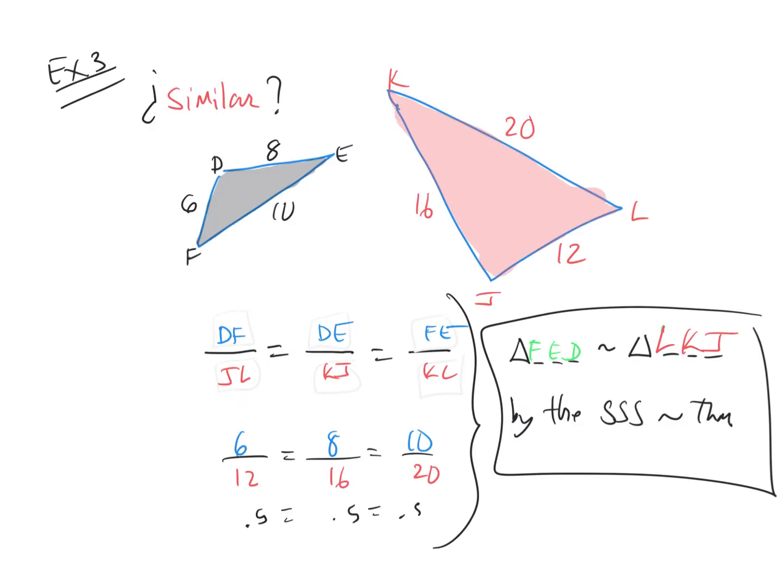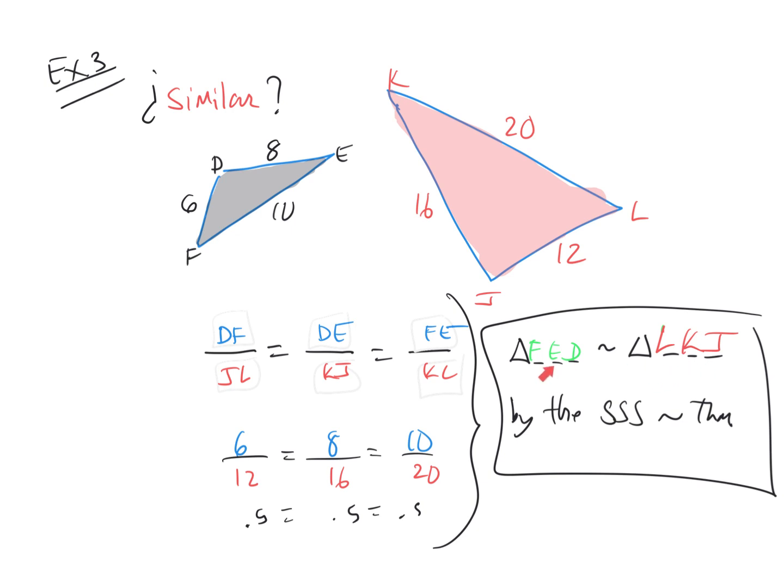One more example. How about these triangles? We don't know anything about angles. We're probably going to use the SSS in the end, and we have to check corresponding side ratios. So DF is the shortest side. That corresponds to the shortest side, JL. DE is the middle side of 6, 8, and 10, so that corresponds to the middle number of these, which is 16, which is KJ. And then the longest side of the blue one divided by the longest side of the red one. Are they all the same? They're all equal to 0.5. So, by the SSS similarity theorem, triangle FED is similar to triangle LKJ.